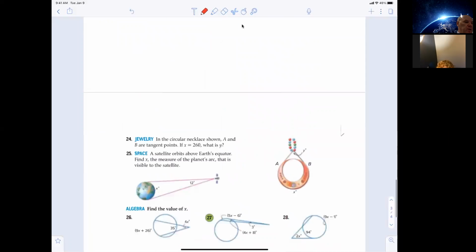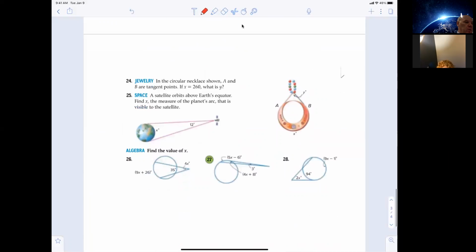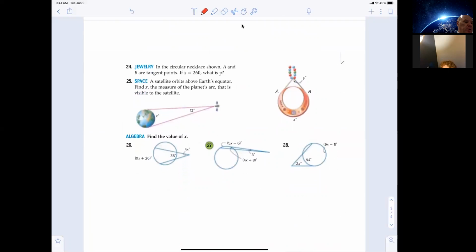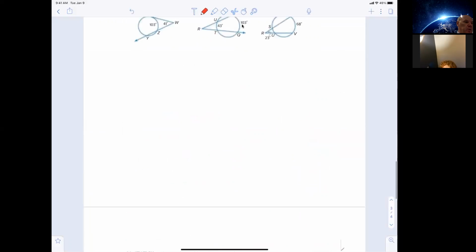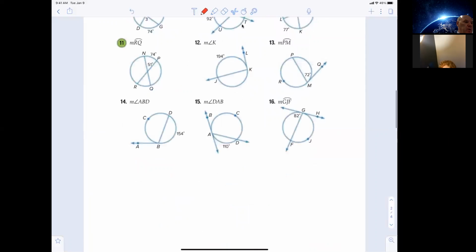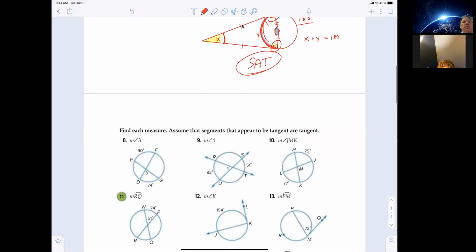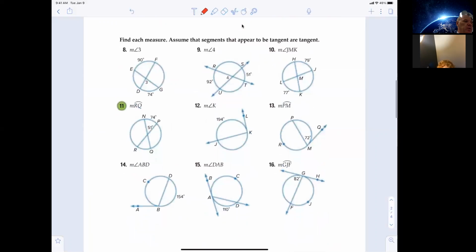I'm trying to see if there's anything more. There's a little bit of algebra, but not much. I'm pretty happy with that explanation. I feel like you guys are good with the rest of it.